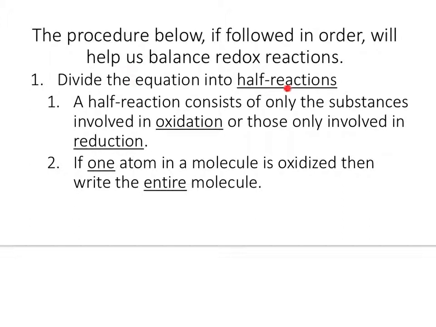First off, divide our equation into half reactions. So a half reaction consists of only the substances involved in oxidation or only those involved in reduction. You will have an oxidation half reaction and a reduction half reaction. Keep in mind, oxidation is when your oxidation numbers increase. A reduction is when your oxidation numbers decrease. Okay? As a reminder, though, if one atom in a molecule is oxidized, then we need to write the entire molecule in the equation in our half reaction. Okay? So first step, make half reactions.